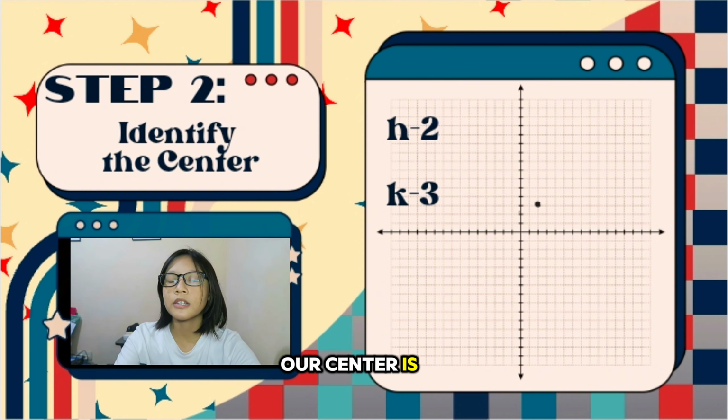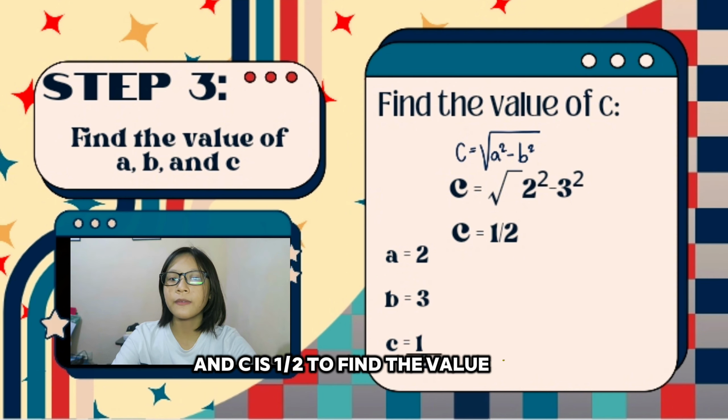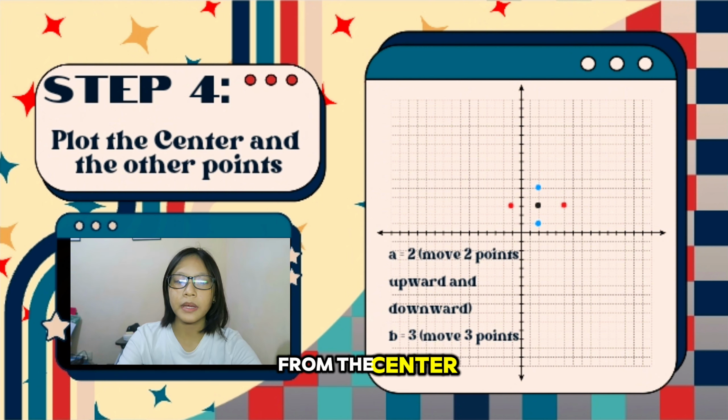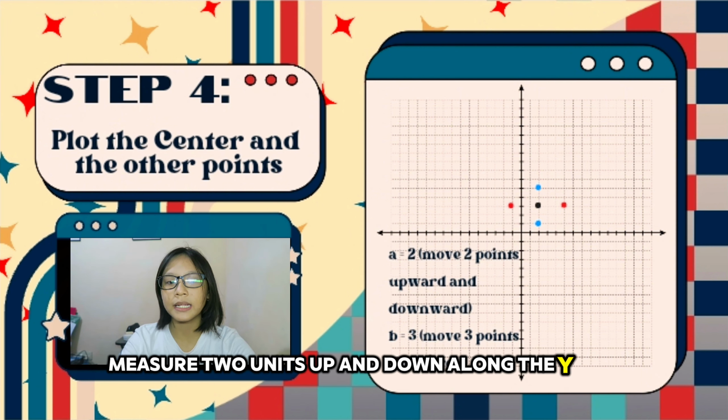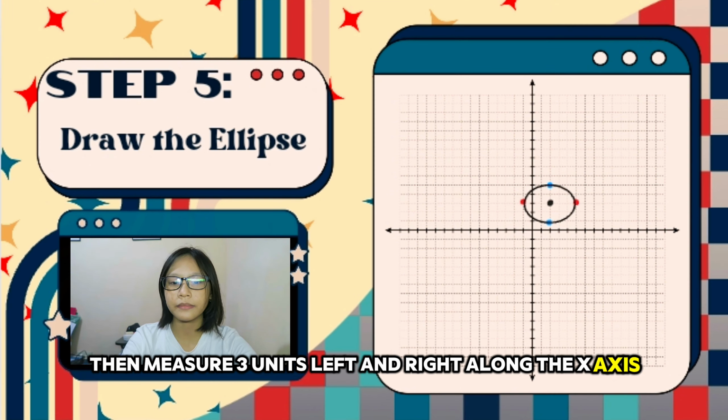Step 2, identify the center. Our center is negative 2, negative 3. Step 3 is to find the value of a, b, and c. A is 2, B is 3, and C is square root of 5. To find the value of C, we just need to use the formula earlier. From the center, measure 3 units up and down along the y-axis. Then measure 2 units left and right along the x-axis.